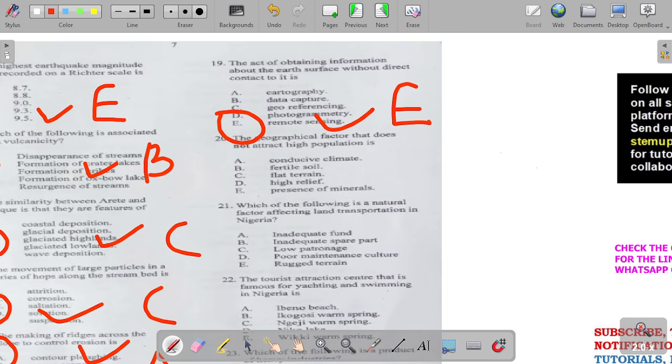20. The geographical factor that does not attract high population is conducive climate, no. Flat terrain, no. High relief, no. Presence of minerals. Answer should be high relief, D. 20 is D.